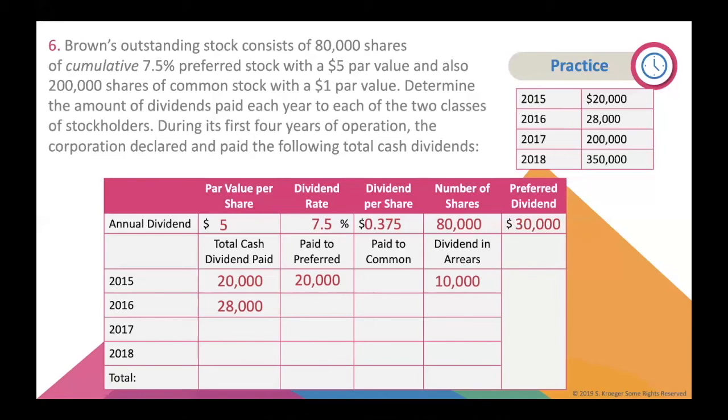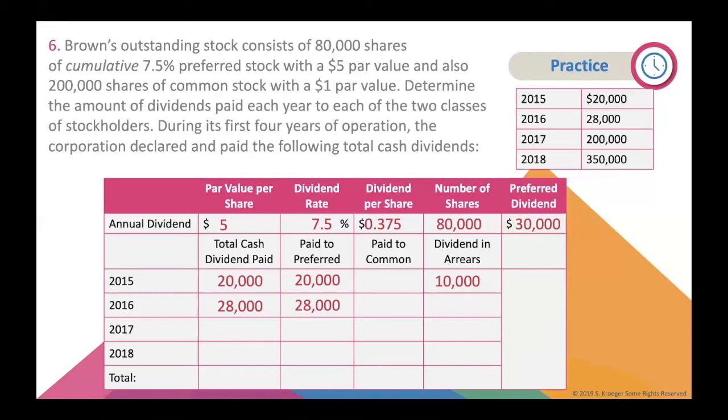How much are we supposed to give preferred shareholders? 30,000, right? Do we have that? No, again. We can only give them what we have. We will give them the full 28,000. Will anything go to common shareholders? Once again, no. Are we still in arrears?